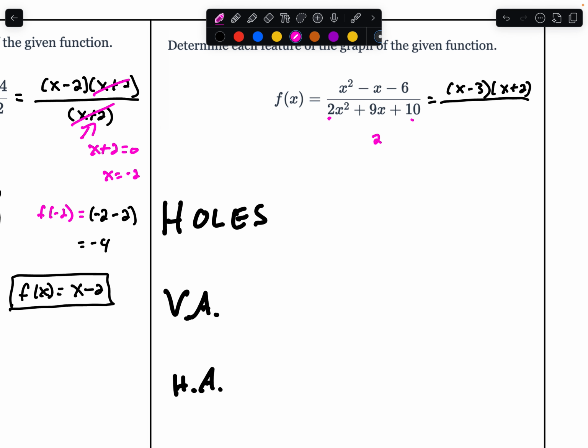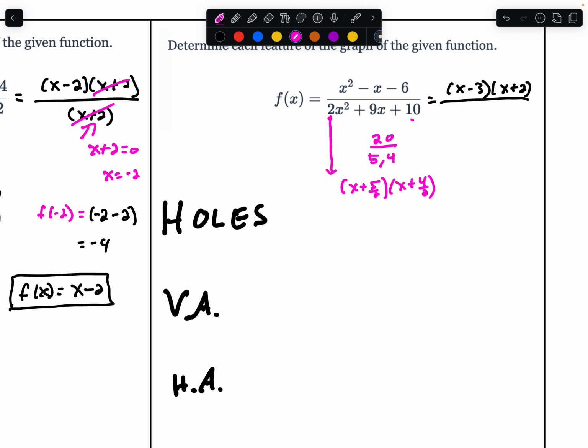So I've got 20, right? And then what are my factors of 20 that add to 9? Well, 5 times 4 is 20, and 5 plus 4 is 9, right? So don't forget to incorporate in this 2. So I've got x plus 5 divided by 2 and x plus 4 divided by 2. So I know what's going to work.